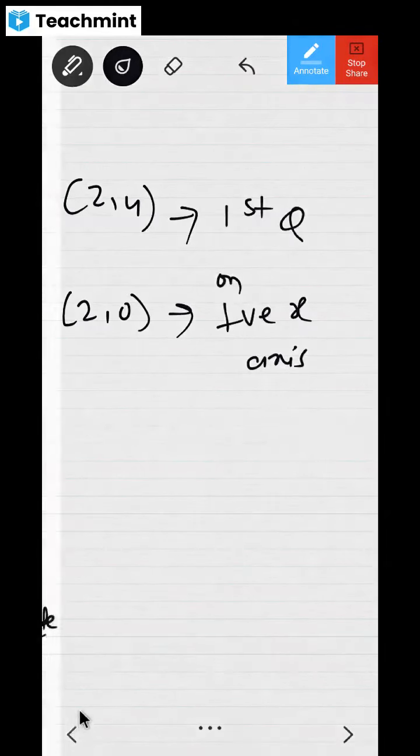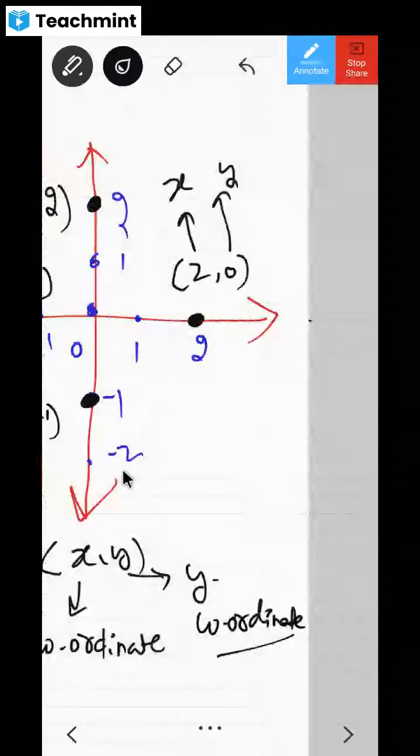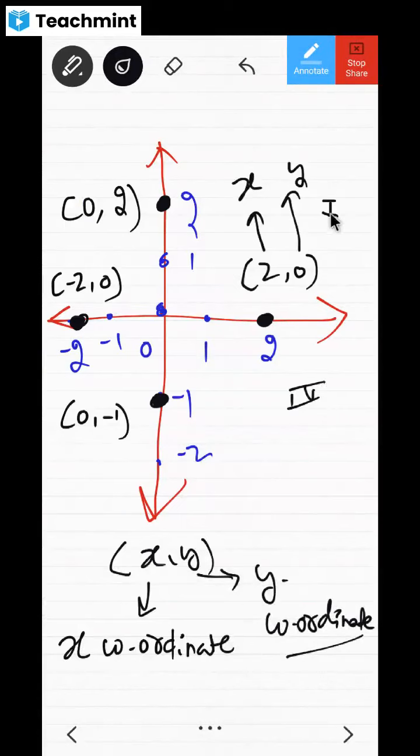Now, can you say that this is the first quadrant or fourth? If you say first quadrant, I'll say it is in fourth quadrant. If you say fourth quadrant, I'll say it is in first quadrant. So instead of saying first and fourth, just say it is on the positive x-axis. Done?